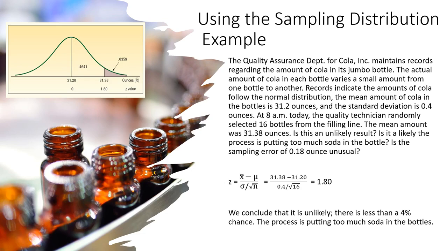So that means that we have less than a 4% chance that we could select a sample of 16 observations from a normal population with a mean of 31.2 ounces and a population standard deviation of 0.4 ounces and find the sample mean to be equal to or greater than 31.38 ounces. So this means that we can conclude the process is putting too much cola into our bottles, and the quality technician should see the production supervisor about reducing the amount of soda in each bottle.